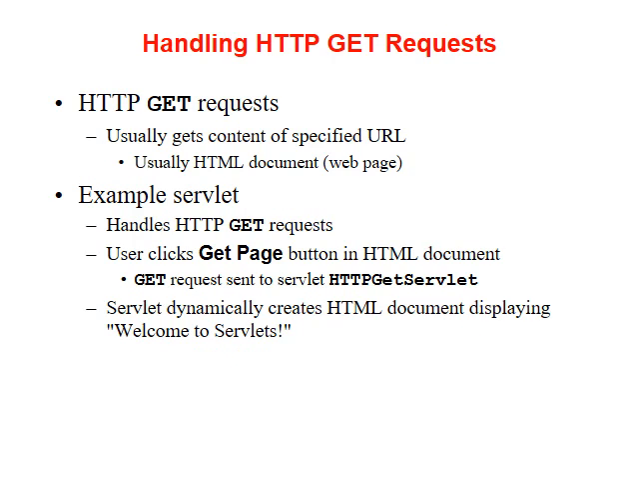An HTTP GET request usually gets the content of the specified URL, usually an HTML document. In the example, the servlet handles the HTTP GET request when the Get Page button is clicked in the HTML document. The GET request is sent to the HTTP GET servlet. The servlet dynamically creates an HTML document displaying a welcome to the servlet.